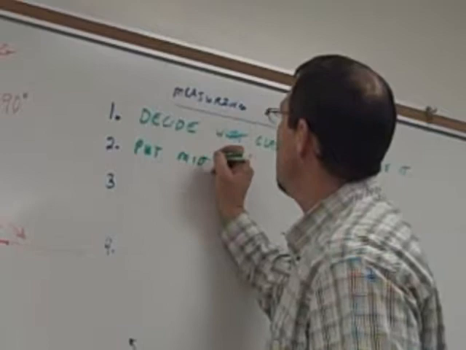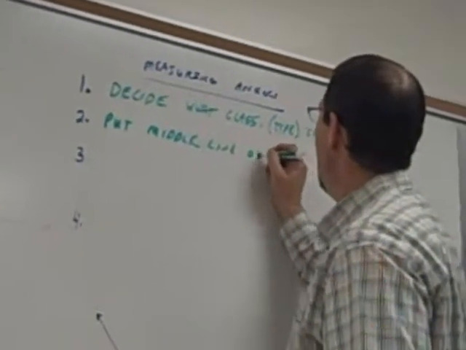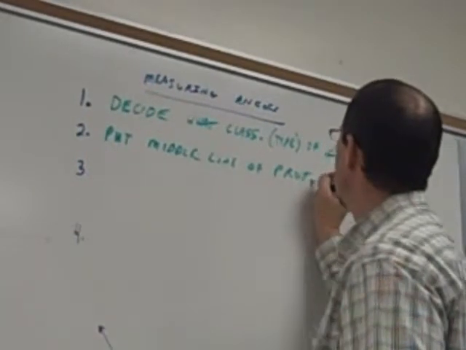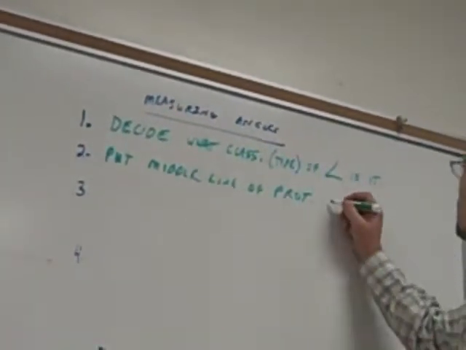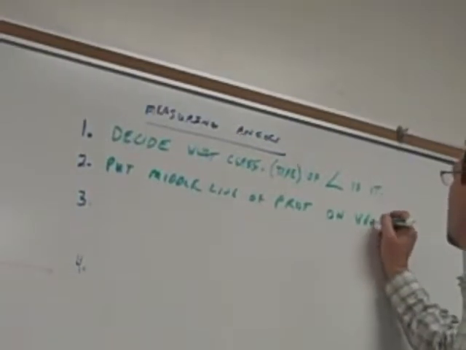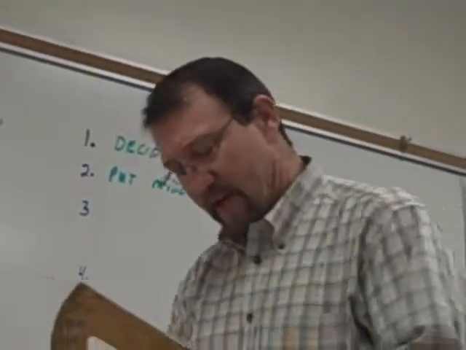Put middle line of prot. What's prot? Protractor. I'm abbreviating and trying to shorten this up. Put middle line of prot on vertex.